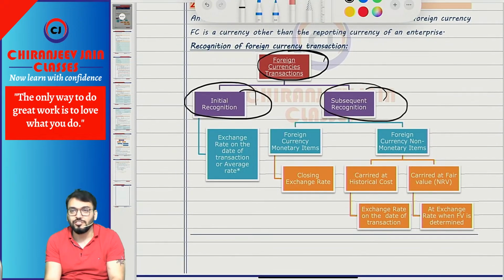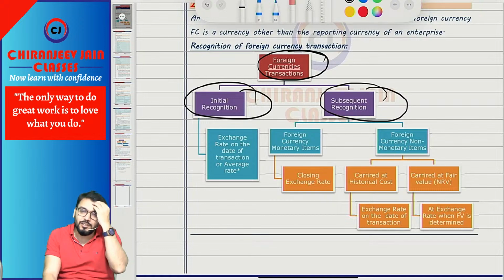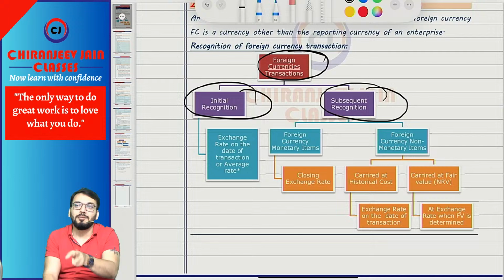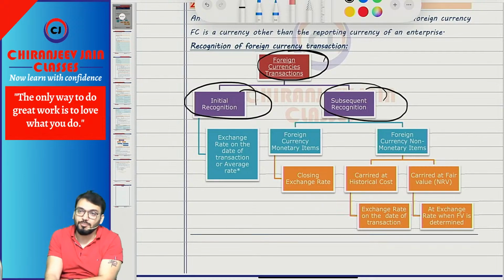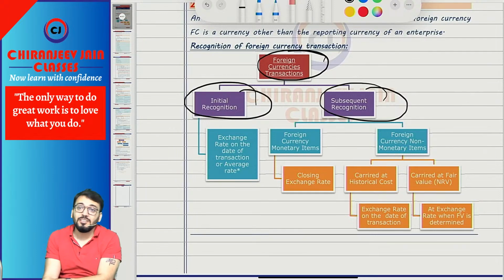Now subsequent recognition normally means either on the settlement date or on the balance sheet date, so on settlement or on the reporting date. AS 11 says that for the purpose of subsequent recognition, all items of assets and liabilities will be divided into two types: foreign currency monetary items and foreign currency non-monetary items. If it is a foreign currency monetary item, it will be translated by using the closing exchange rate, which will be given in the question. At that rate you need to translate.